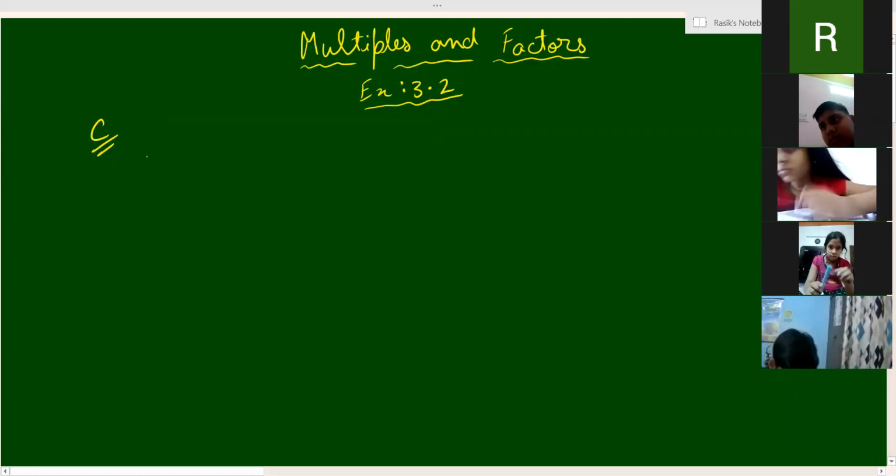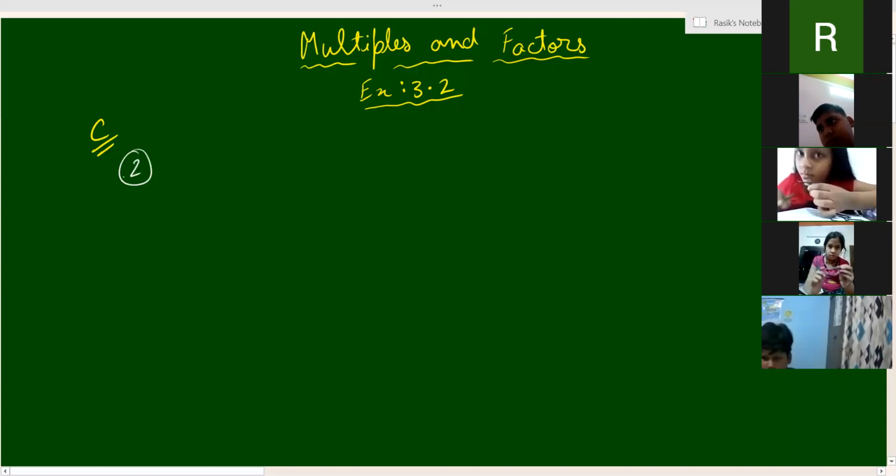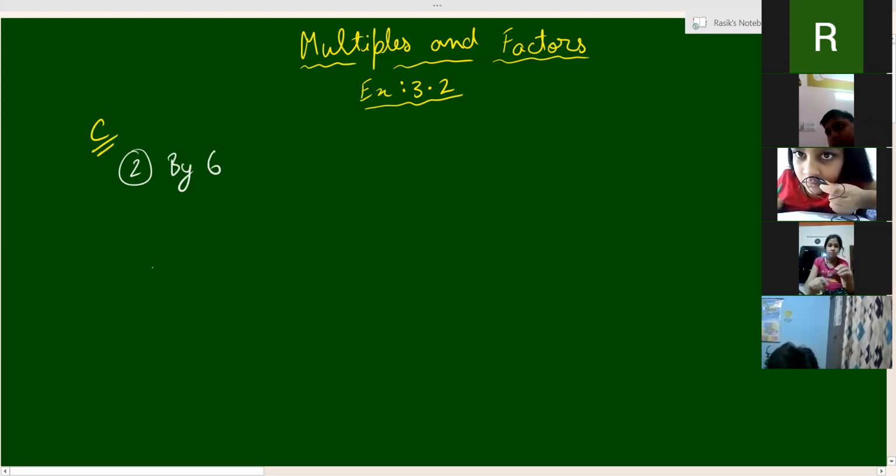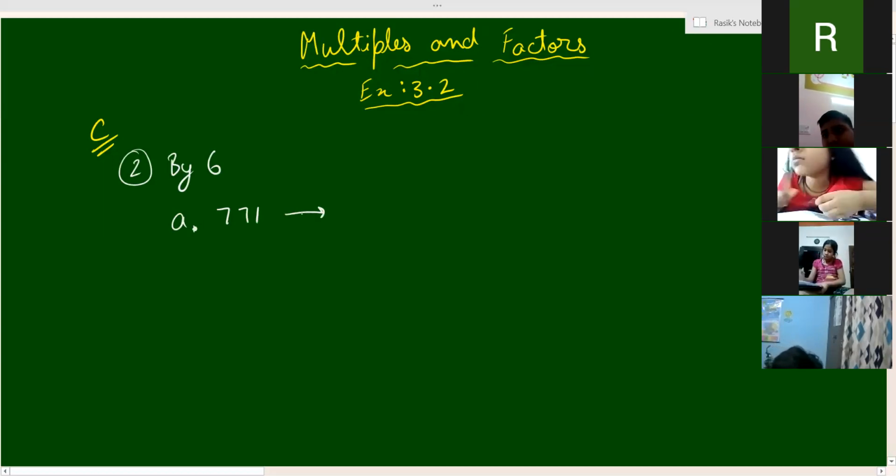Let's start with the second part of the question. Second, you have to check the divisibility of the following numbers by 6. So the A part, the number given is 771. Is this divisible by 6 or not?